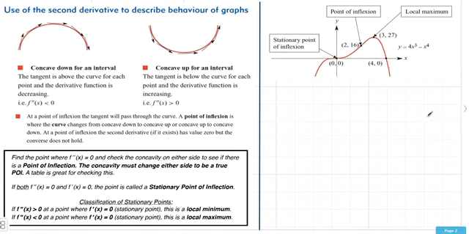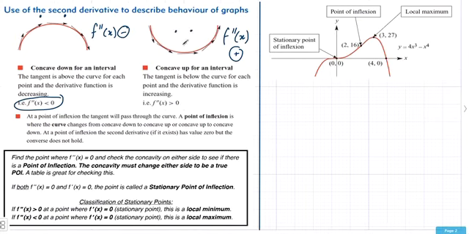So basically, if you look at your second derivative, if your second derivative is negative, it's going to be what we call concave down, or like a frowny face on the graph. If your second derivative is positive, then it's like a smiley face, and you're going to have this concave up shape.